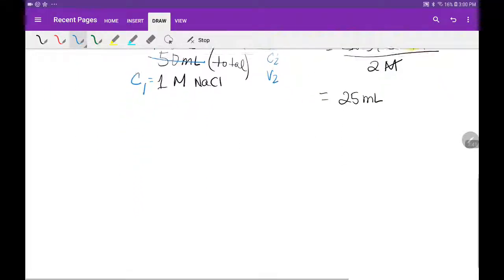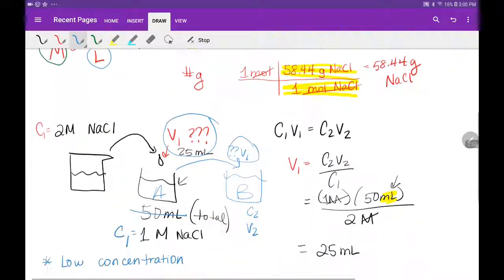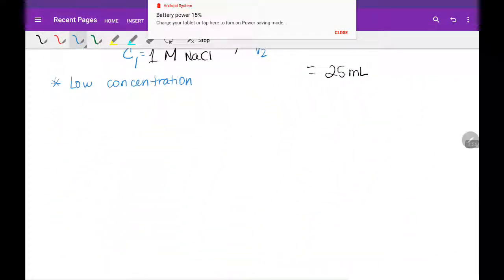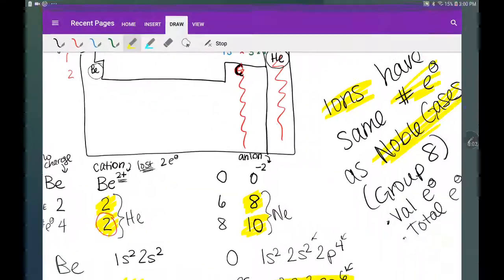And a special note for that is this is especially good for low concentrations, because if you're paying attention to lab, our grams are really hard to measure sometimes because our gram balance only goes to like 0.1 grams. So if you needed like half a gram, that really would not work.